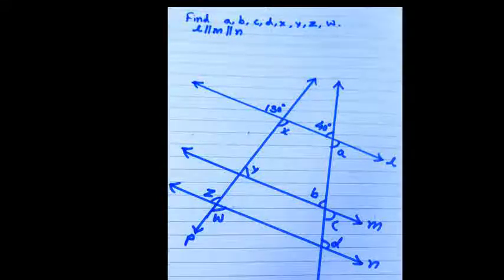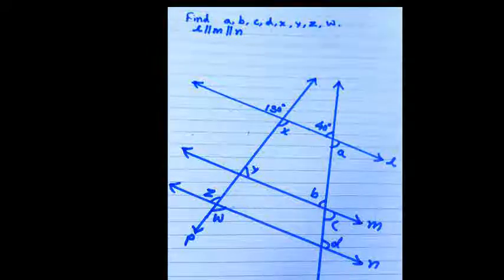Now let's move to the next transversal. Here we have x and 130 degrees as vertically opposite angles. So x is equal to 130 degrees. Now x and y, as you could see, are interior angles, so x and y are supplementary. If x is 130 degrees, y must be 180 minus 130. So you get y as 50 degrees.